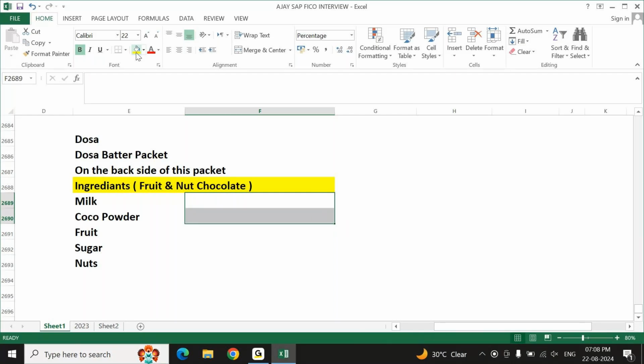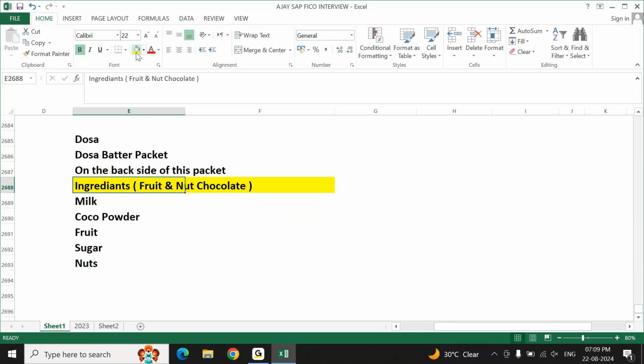Next time, whenever you look at any packet or any chocolate, biscuit, whatever, anything which you are eating from a packaged content, turn back, look at the ingredient, identify what is written there. Now, this content is called as ingredient.